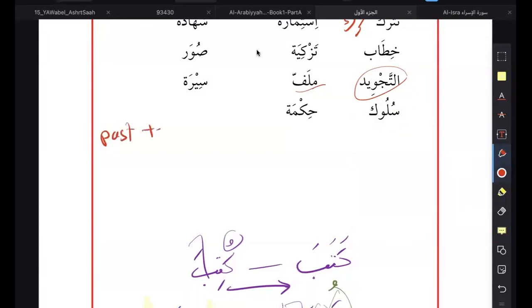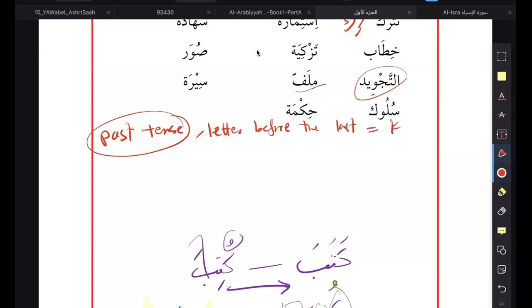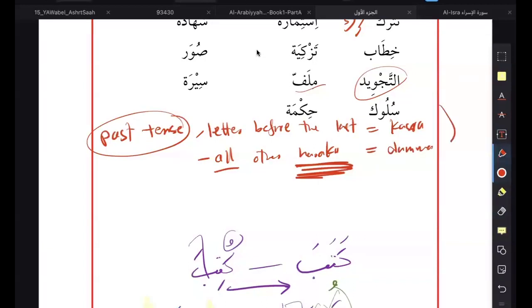Past tense, what do you do? Letter before the last is equal to what? Kasra. All other haraka, this is important, is equal to what? Who knows? Dhamma. That's it. That's your rule. Simple. Letter before the last is kasra, and all other haraka, they all get dhamma.